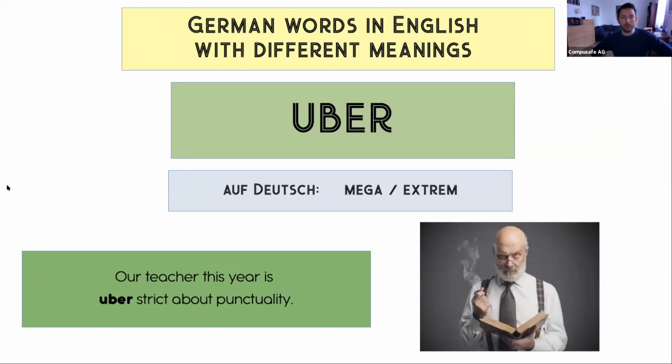Uber. So we like this German word so much, we named a car company or a rideshare company after it. Again, it's usually without the umlauts here. And in German, it would be something like mega or extrem. So our teacher this year is uber strict about punctuality. He is uber strict, meaning like mega strict oder streng oder mega oder extrem streng. Yeah, so that's something that you might hear. Again, this is more colloquial, umgangssprachlich, but it's common enough in English.